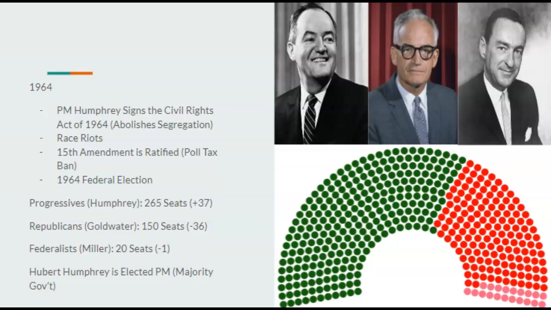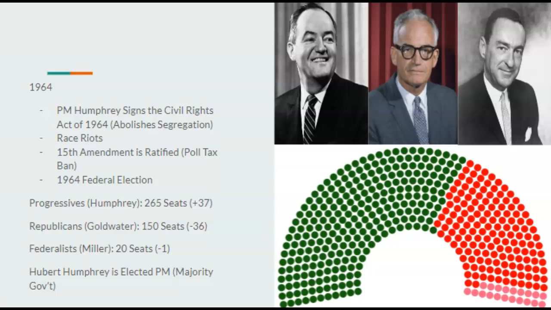Heading on to 1964, Prime Minister Humphrey would sign the Civil Rights Act of 1964. This abolishes segregation straightforward. This is the same bill, maybe a bit more progressive than the one Johnson signed. More race rights occur. The 15th Amendment is ratified, which is a poll tax ban. If you remember this timeline, it's a lot harder to amend the Constitution. That's why there's only 15 amendments by now. And the 15th Amendment in this timeline is what we would call the 24th Amendment.